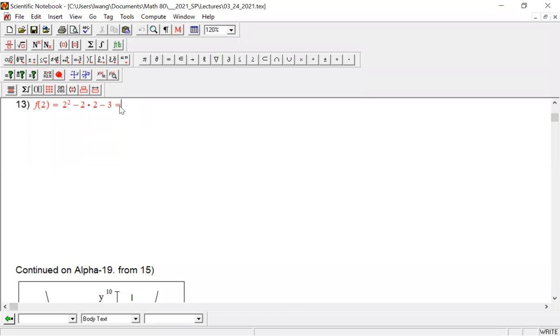f of 2 is equal to what? -3. -3. Okay, let's look at 14.